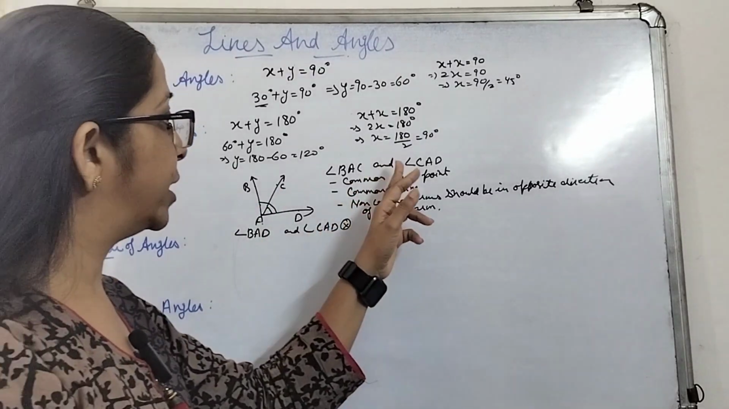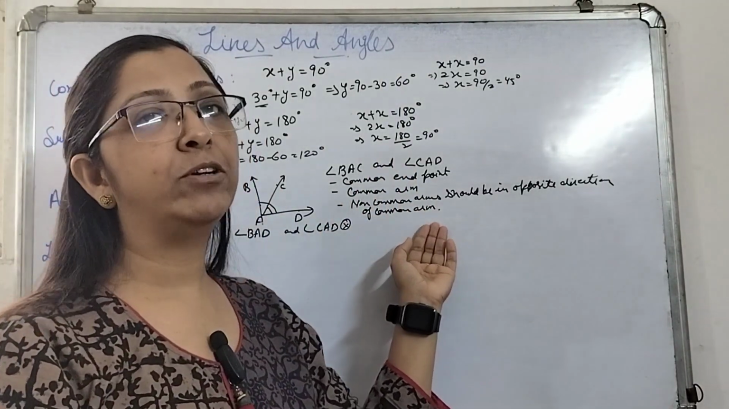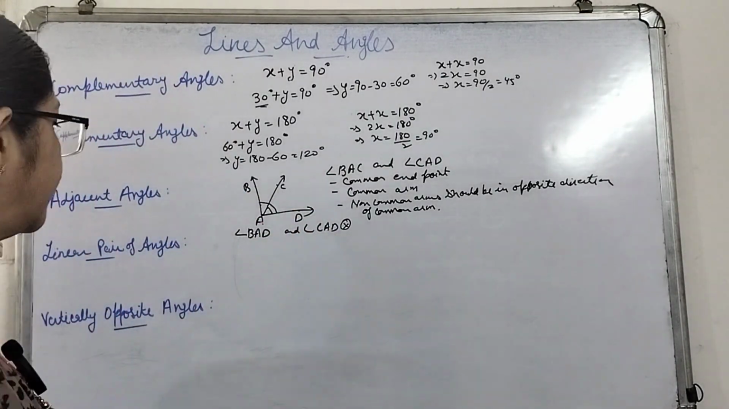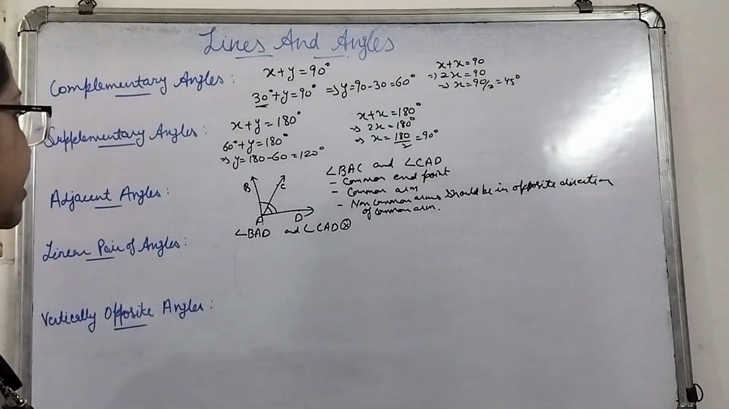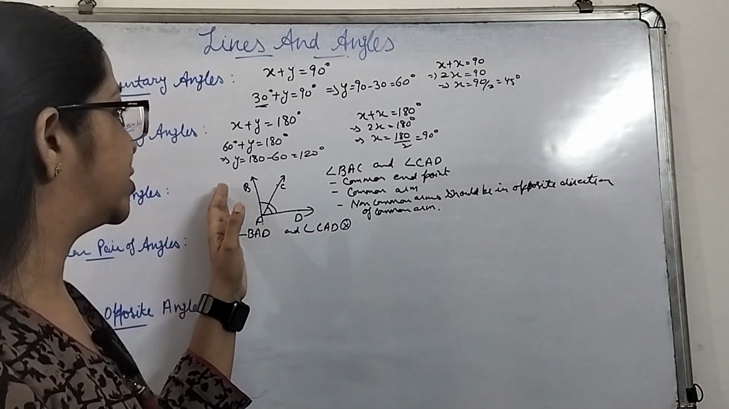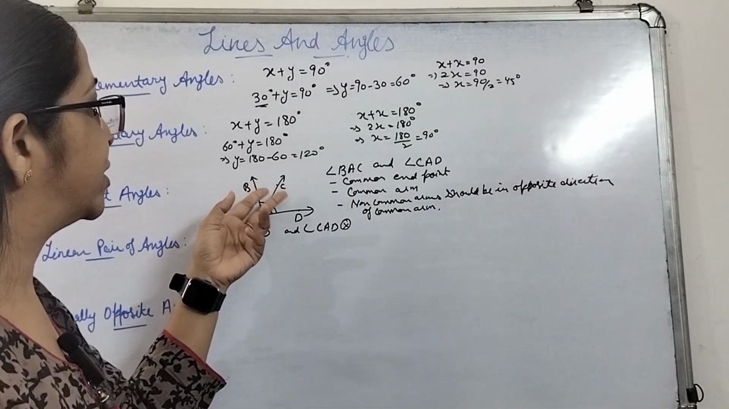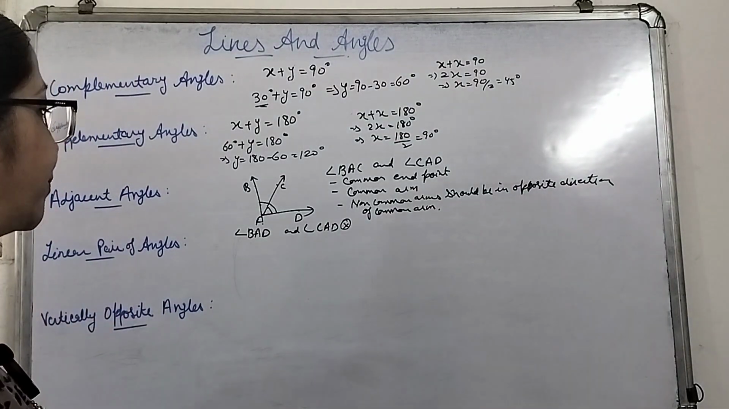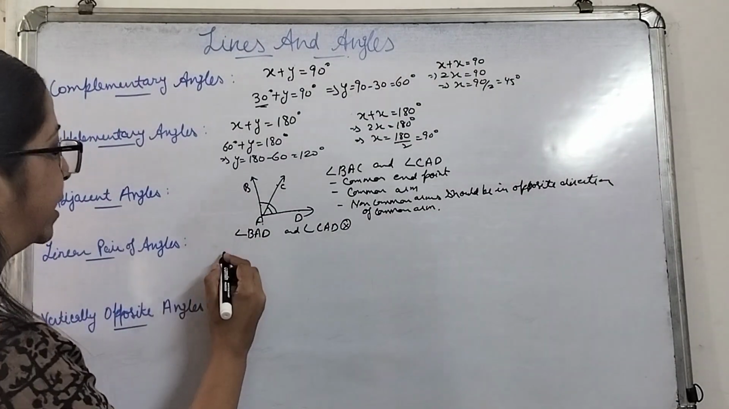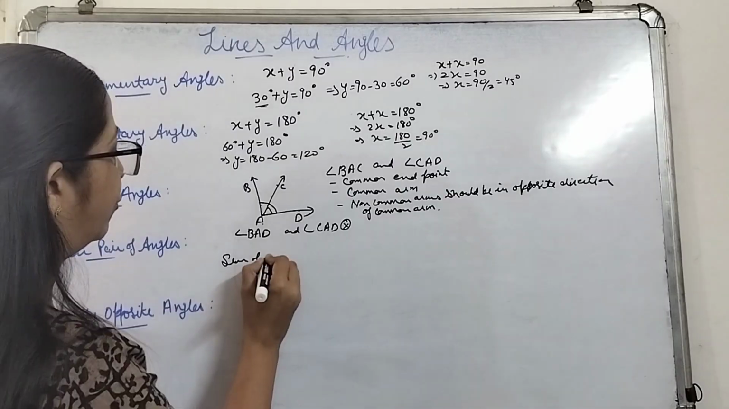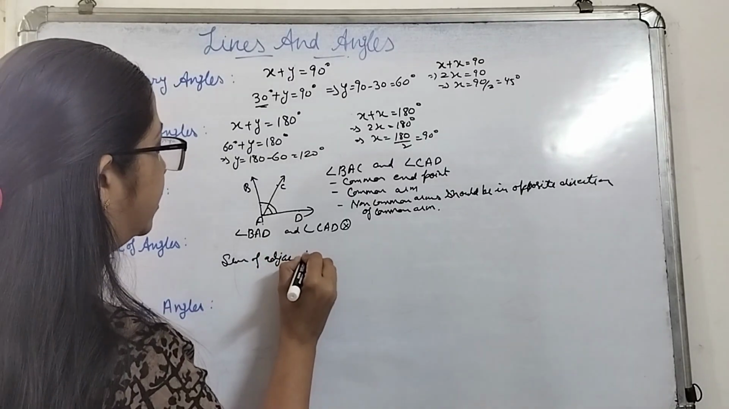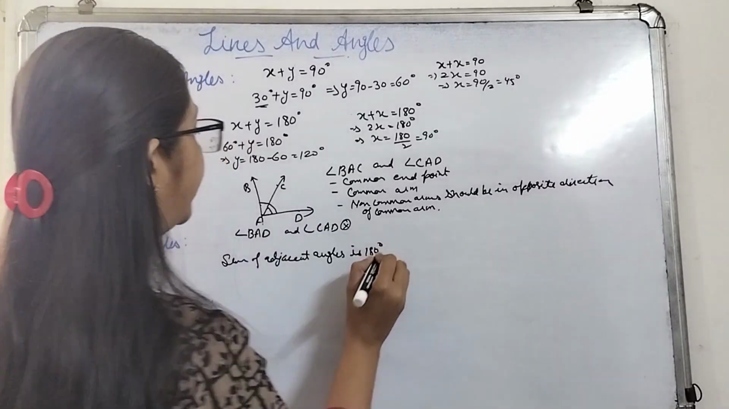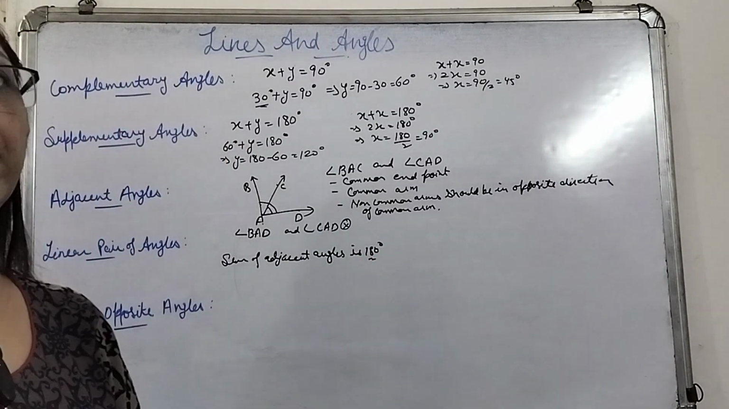So if all three conditions are fulfilled, then only we will say that the given two angles are adjacent angles. Now, linear pair of angles. If in adjacent angles the sum of the adjacent angles is equal to 180 degrees, then we say it is a linear pair of angles.